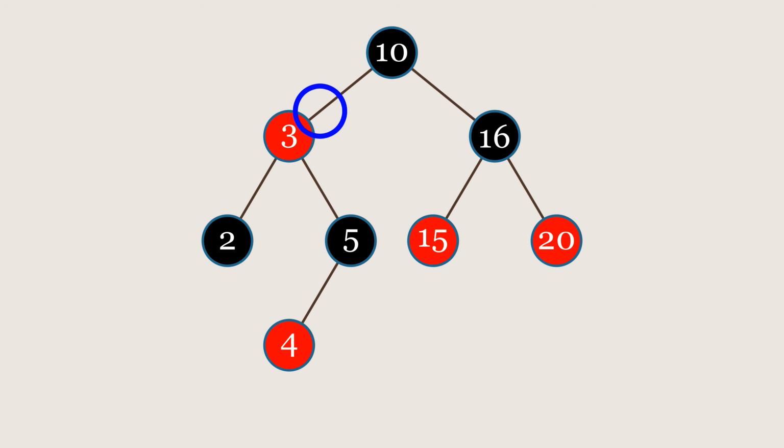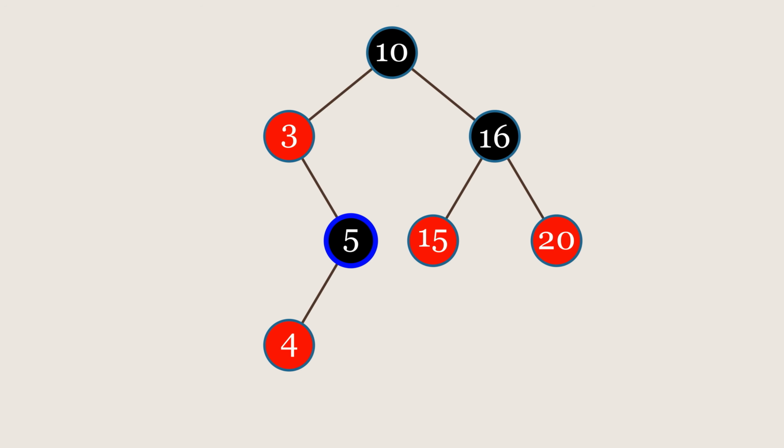In this tree, let's delete the node with the value 2. First, we'll delete the node as usual. The node that replaces it is the nil node, which is black. This triggers us to check for violations of the red-black tree properties, and we need to look at the sibling node and its color to decide what to do next.